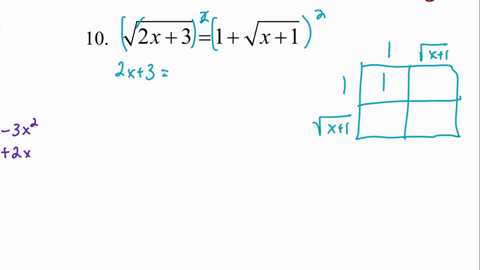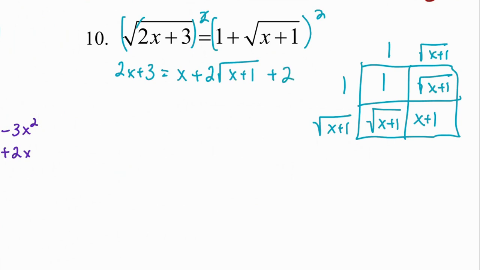So 1 times 1 is 1. This box would just be the 1 times the square root of x plus 1. This would also be 1 square root of x plus 1. And the square root of x plus 1 times the square root of x plus 1, those square roots would cancel, and we just get x plus 1. So I'd get x. I can combine the ones, I can get x, and then I can combine the two square roots to get 2 square root of x plus 1. And I can also combine the ones to get plus 2.